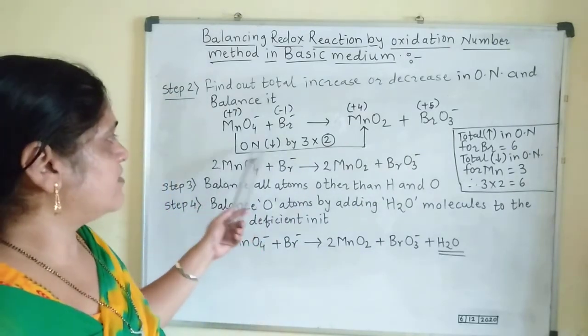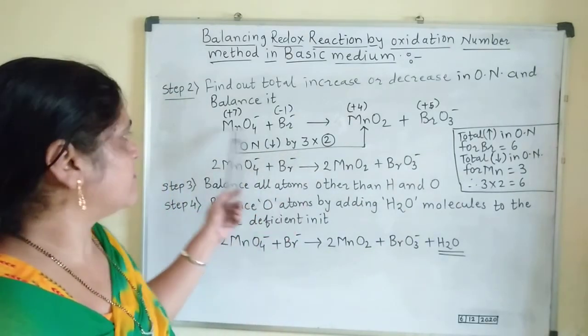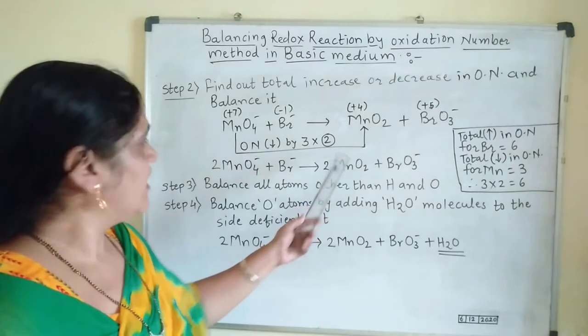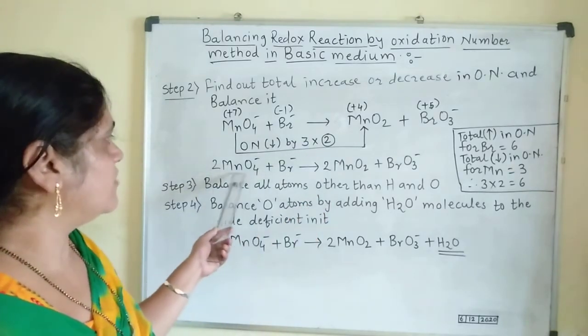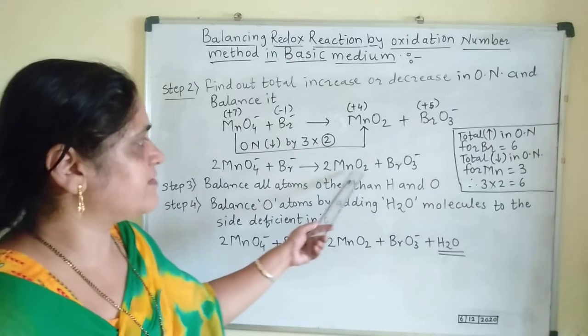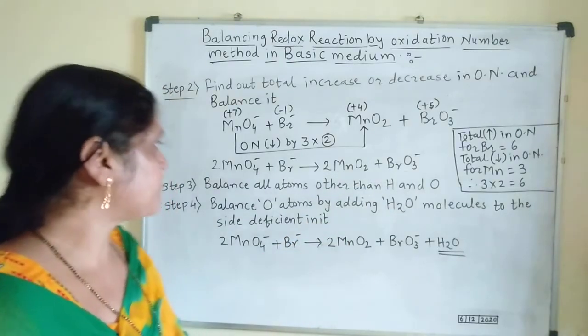Here the oxidation number decreased by 3, so multiply this equation, that is the reduction equation, by 2. Therefore our equation will become 2MnO4⁻ + Br⁻ gives 2MnO2 + BrO3⁻.